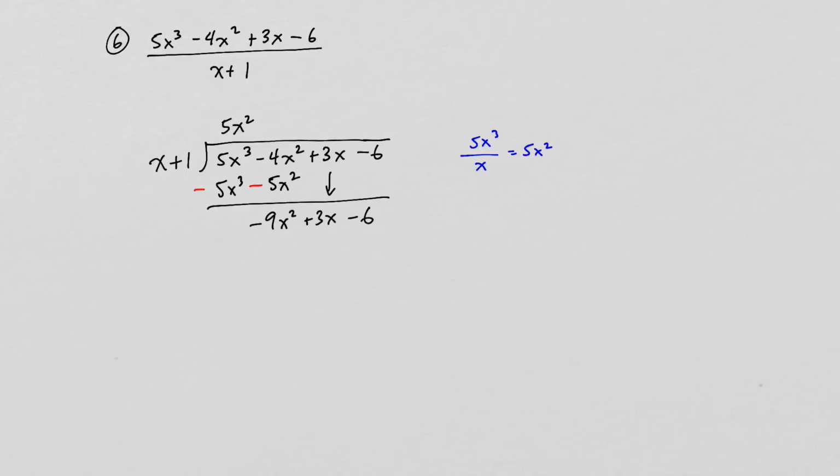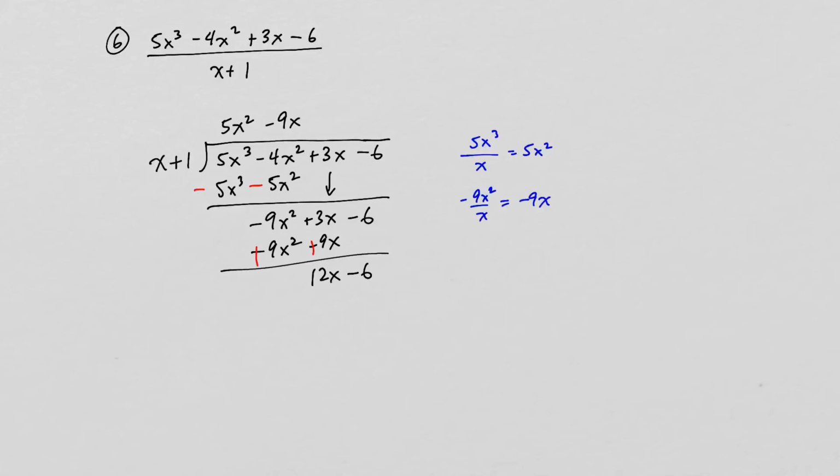And then we repeat. Now we're looking at negative 9x squared divided by positive x, which is negative 9x. Multiply negative 9x times x is negative 9x squared. Negative 9x times positive 1 is negative 9x. Subtract, which means change the signs, and we end up with 12x minus 6.